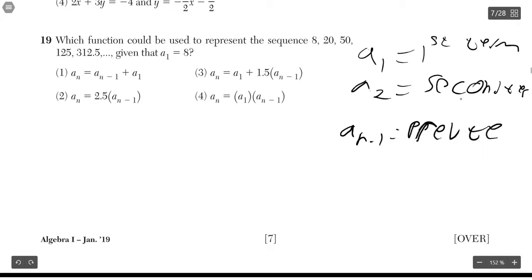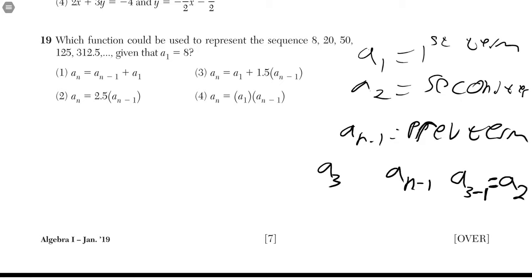Why? Let's say I'm talking about the third term, right? So when n equals 3, a sub n minus 1 is going to be a sub 3 minus 1, right? Because I'm talking about the third term, so n is 3. 3 minus 1 is 2. So when n is 3, a sub n minus 1 is going to be a sub 2, which is the previous term, and that's going to be for any term n. Any term n, a sub n minus 1 is always going to be the previous term.